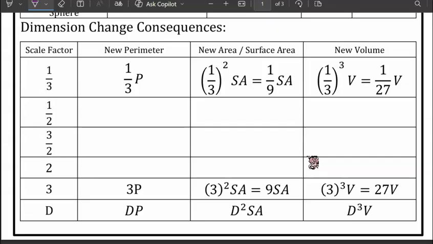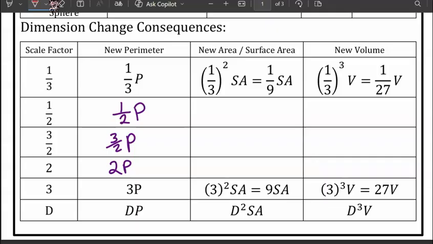So if the scale factor is 1/2, your new perimeter would be 1/2 times the perimeter. If the scale factor is 3/2, it would be 3/2 times the perimeter. If the scale factor is 2, it's going to be 2 times that perimeter. If the scale factor is 3, it's going to be 3 times the perimeter. Whatever your scale factor is, D, the new perimeter will be that number times your original perimeter.